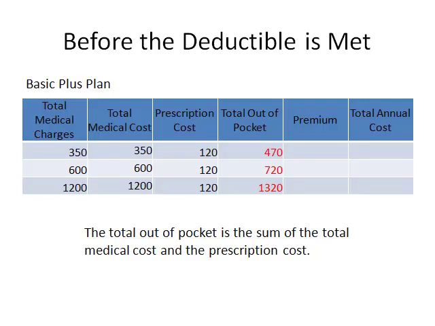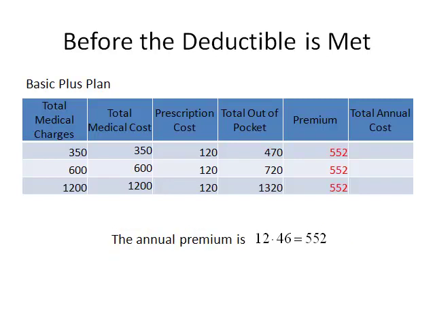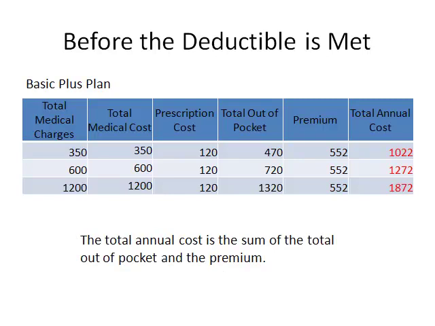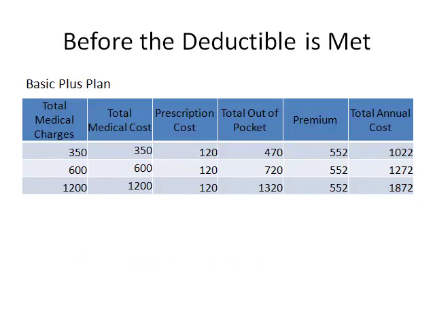If we add these amounts together, we get the total out-of-pocket at the different levels of charges. For the Basic Plus plan, the monthly premium is $46 for an annual total of $552. By adding the total out-of-pocket to the premium for the year, we get the total annual cost of the Basic Plus plan for several charges before and up to when the deductible is met. As expected, as the charges increase, the total annual cost also increases.